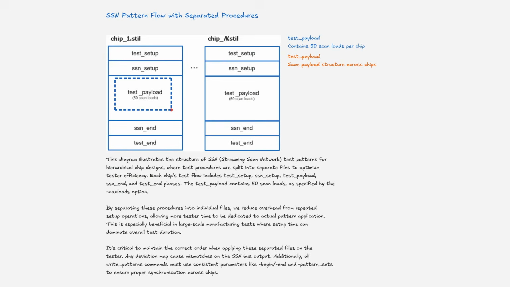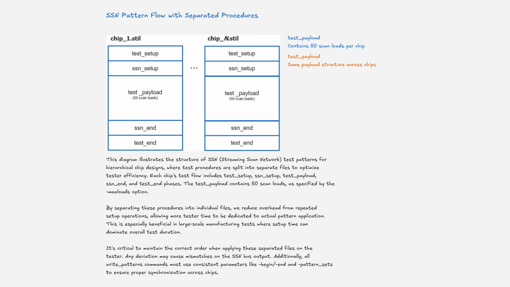This diagram illustrates the structure of SSN, Streaming Scan Network, test patterns for hierarchical chip designs, where test procedures are split into separate files to optimize tester efficiency. Each chip's test flow includes test setup, SSN setup, test payload, SSN end, and test end phases. The test payload contains 50 scan loads as specified by the max loads option. By separating these procedures into individual files, we reduce overhead from repeated setup operations, allowing more tester time to be dedicated to actual pattern application. This is especially beneficial in large-scale manufacturing tests, where setup time can dominate overall test duration.